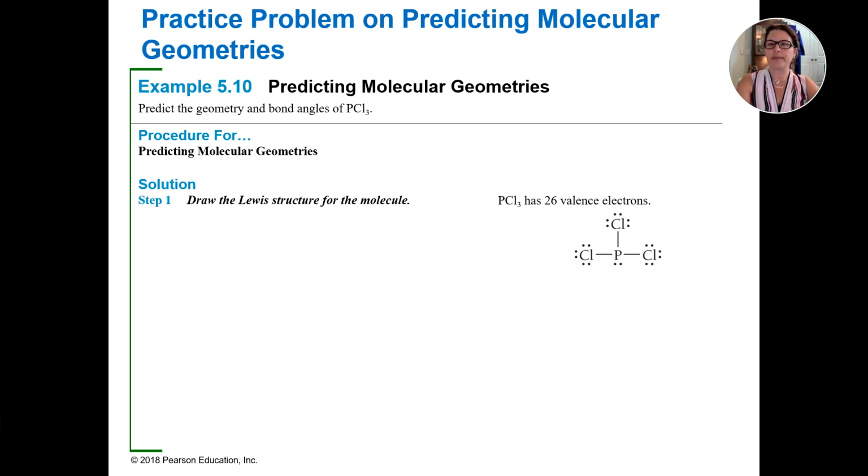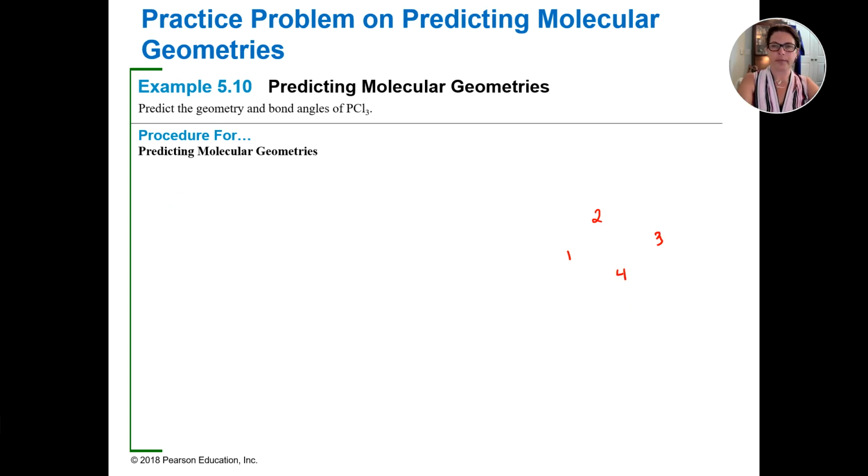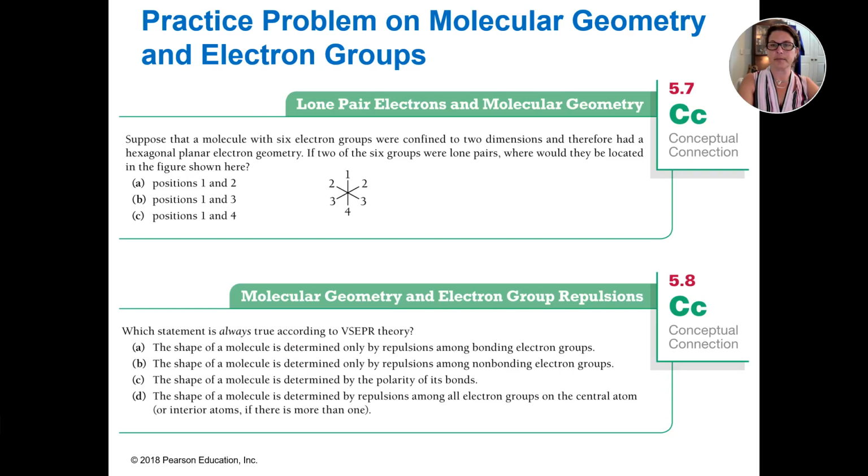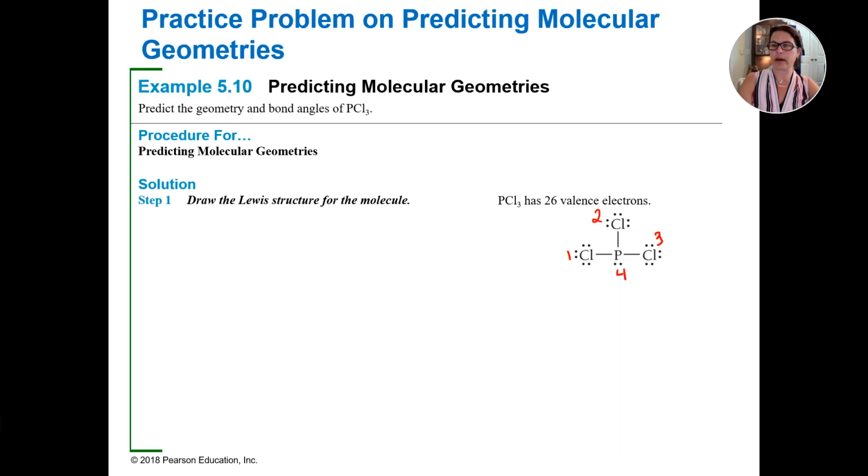So if we look here, predicting the geometry of bond angles, again, you don't have to know bond angles. I'm going to focus on shape. So what we have are 1, 2, 3, 4 groups, okay? If we go back here, here's my groups of 4. In that particular example, we had 3 attachments and 1 set of lone pairs. Okay, so 1, 2, 3, and then the lone pair.